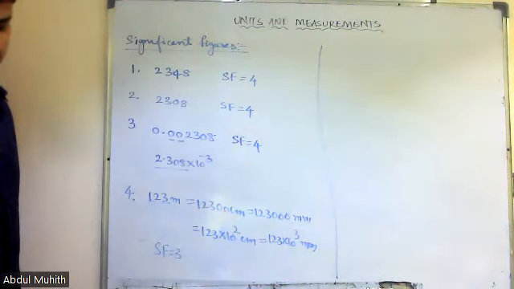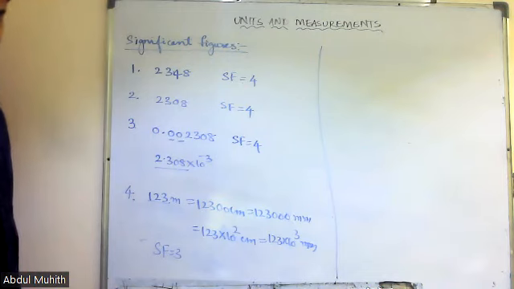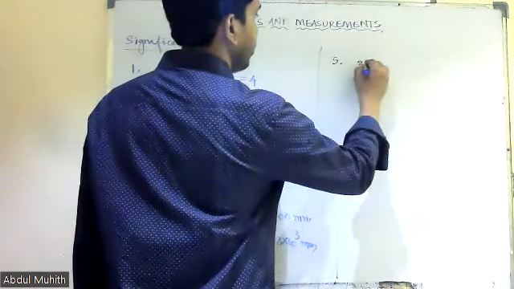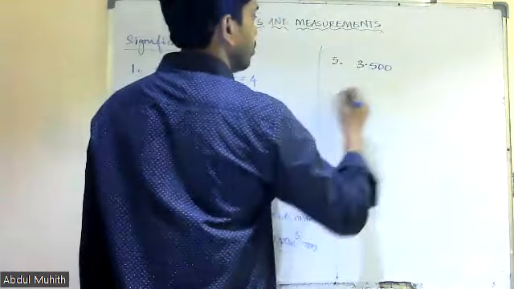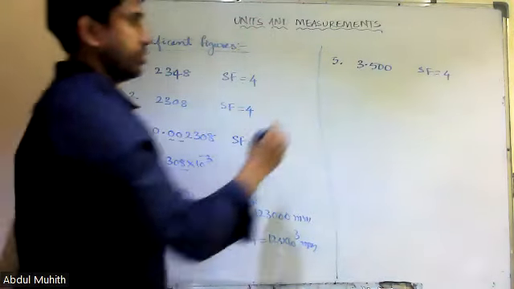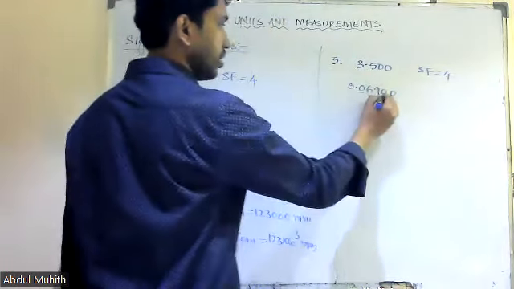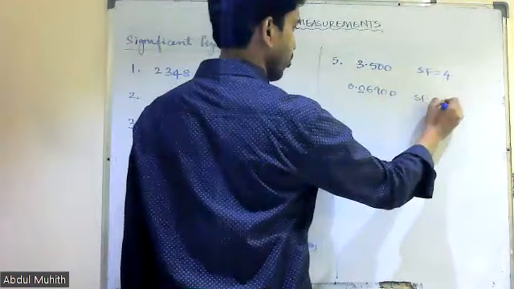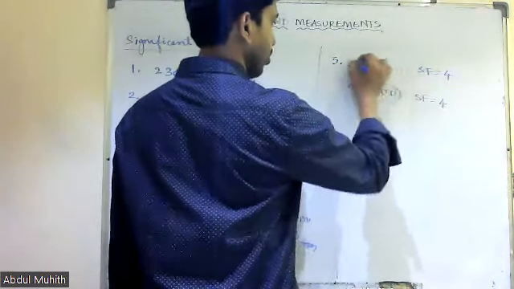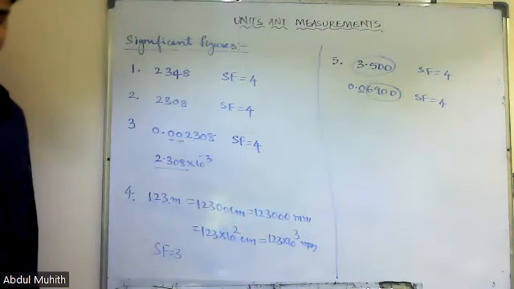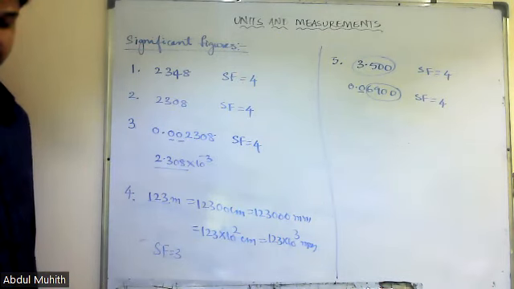Next one. The trailing zeros in a number with a decimal point are significant. Suppose you are writing 3.500. So the significant figures is 4 here. I'm writing 0.06900. The leading zeros are not significant, but the trailing ones are. So the significant figures are 4, because you have to consider all of this. These zeros are not significant.